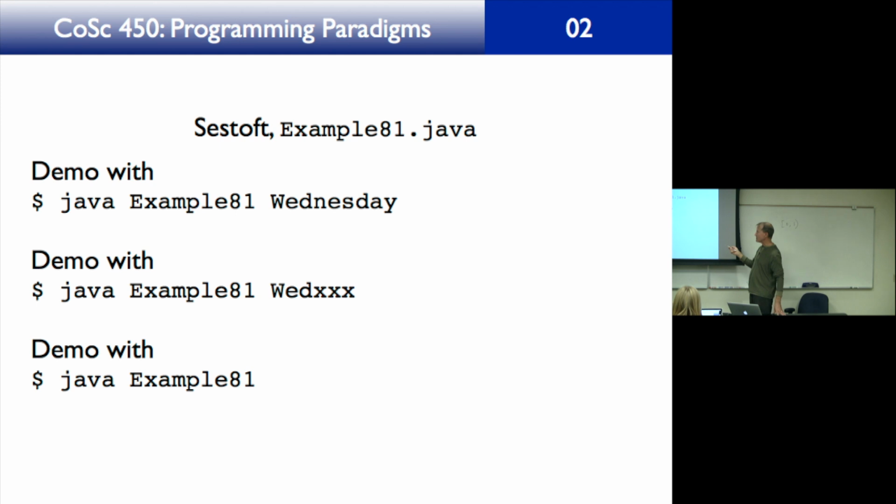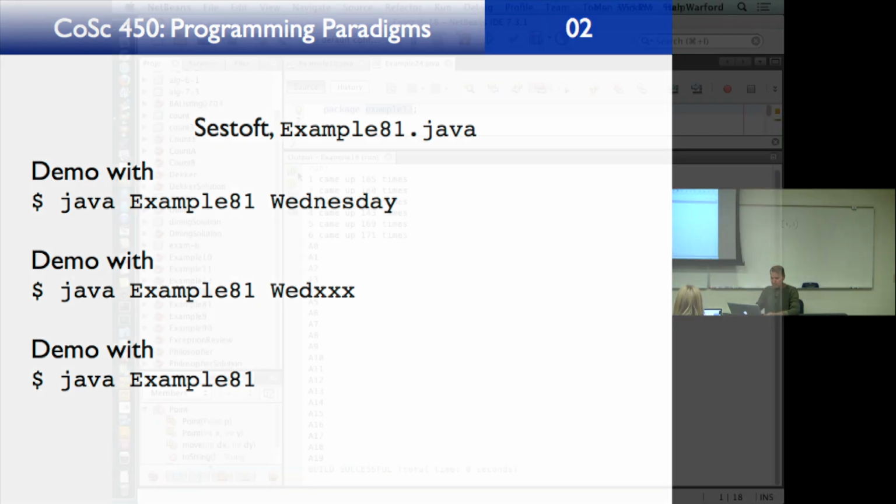Okay, so here's what let's do. Let's demo this. I'll tell you what, let's end with this demo and we'll continue with this tomorrow where we left off here. But I just wanted to show you this one demo. Let's run Java example 81 with Wednesday as the command line argument. So watch this. That's example 81, right?